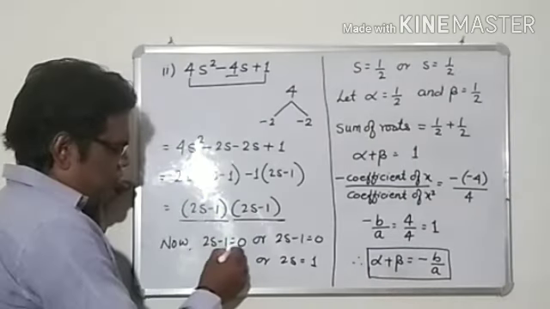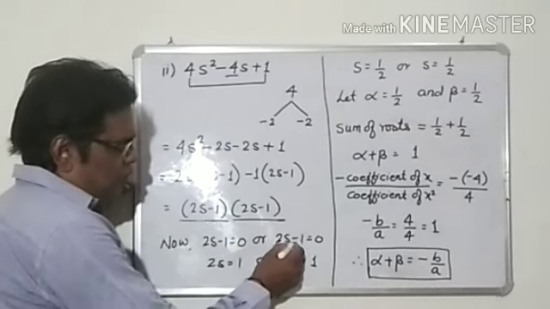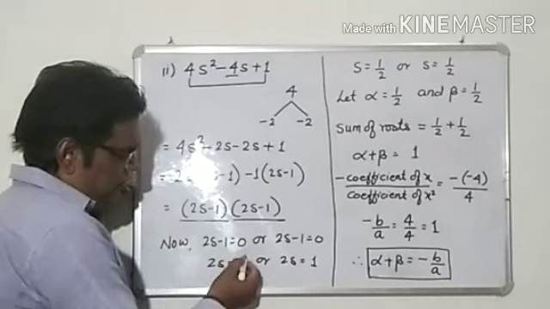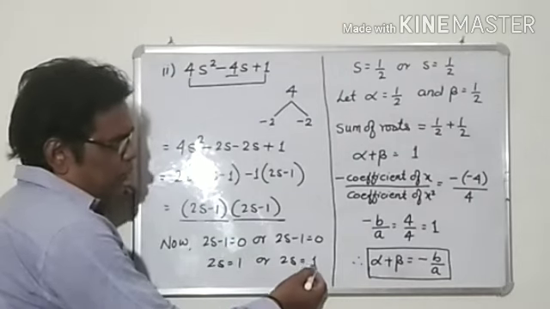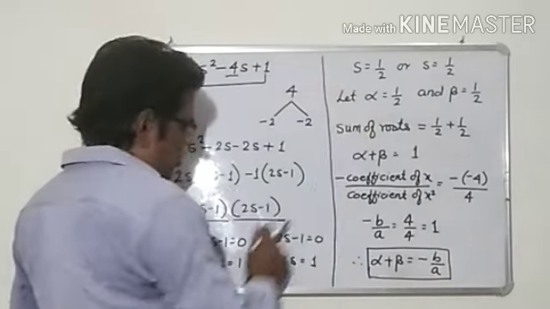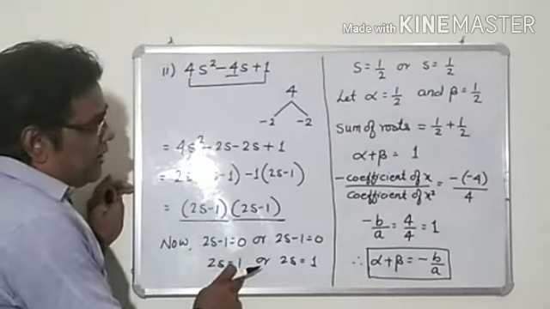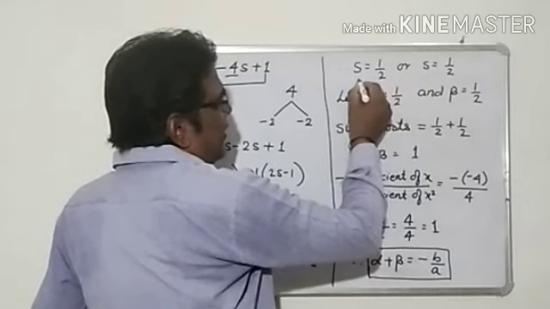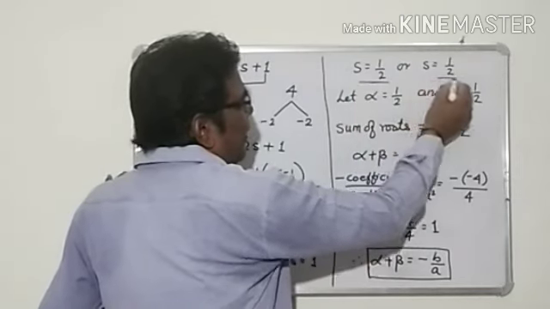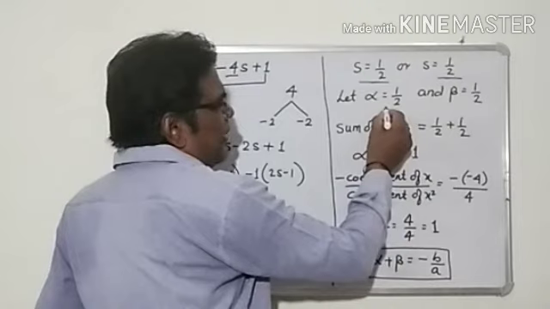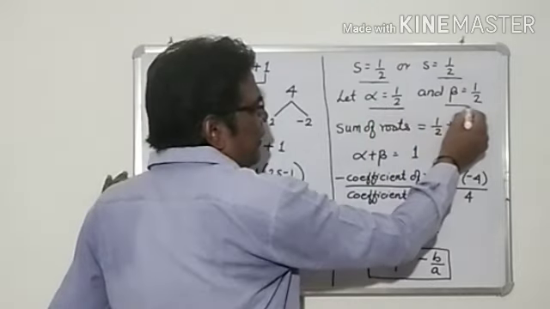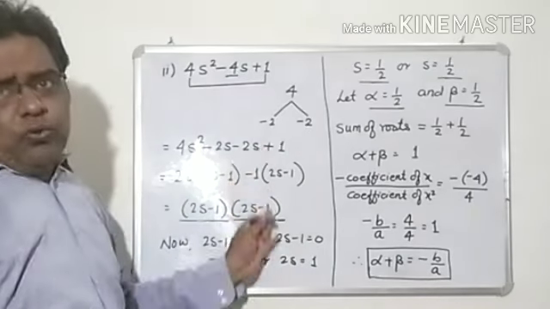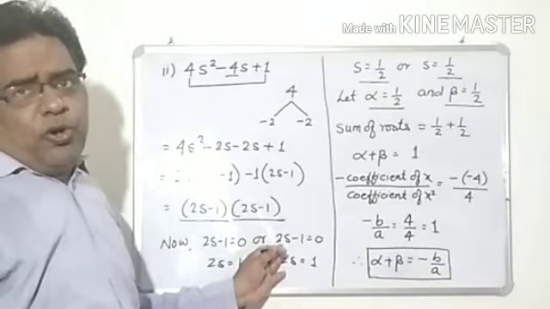Now equate them to 0. 2s minus 1 equals 0, or 2s minus 1 equals 0. So you get 2s equals 1. 1 goes that side, it becomes positive. 2s equals 1. So s will be equal to, now this 2 will come here, so it gets divided. s equals 1 by 2 or s equals 1 by 2. So we get the two roots as 1 by 2 and 1 by 2. We name them alpha equals 1 by 2, beta equals 1 by 2. Now this is the first part. We found the roots of the given quadratic polynomial.